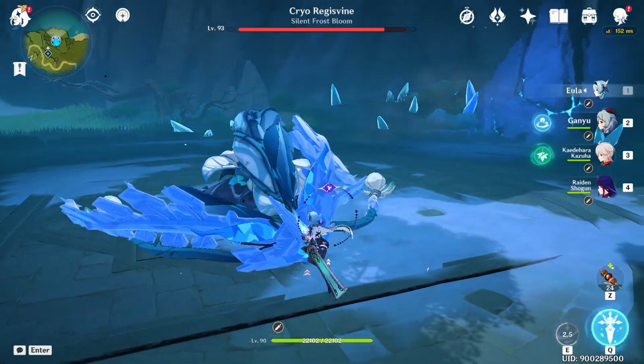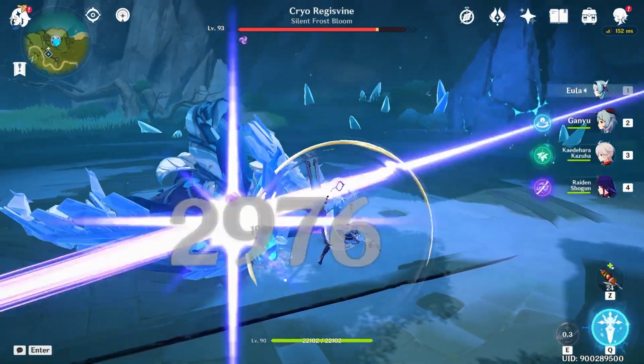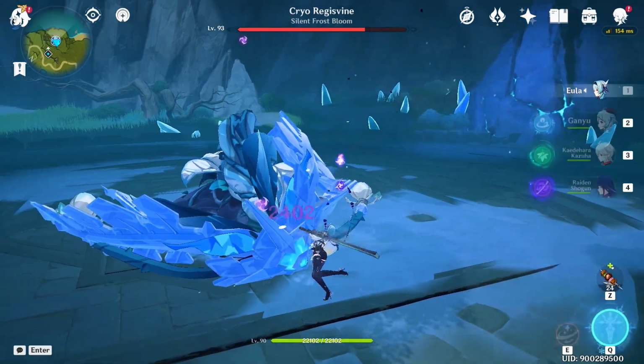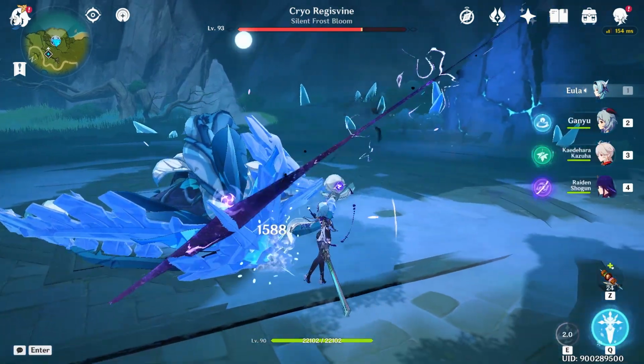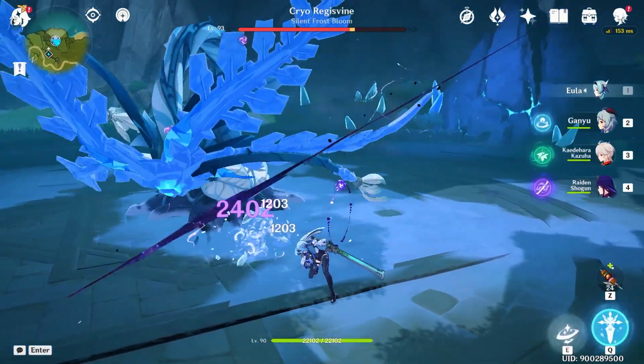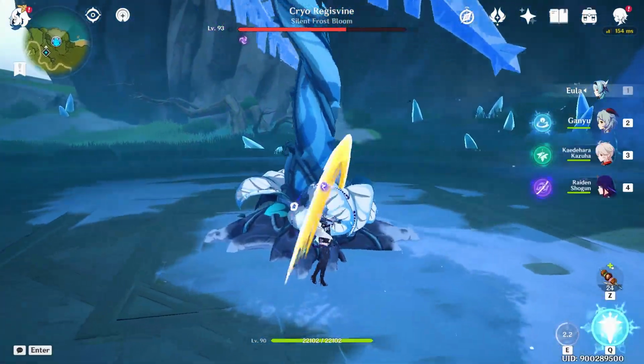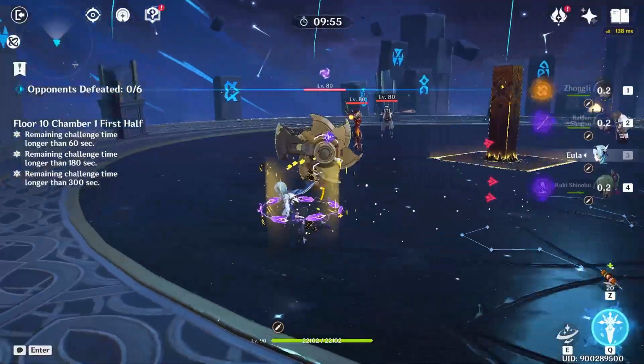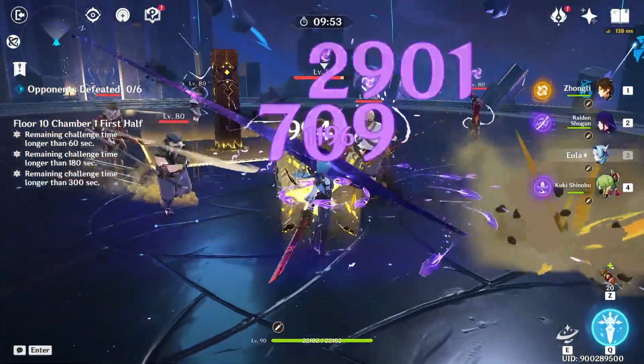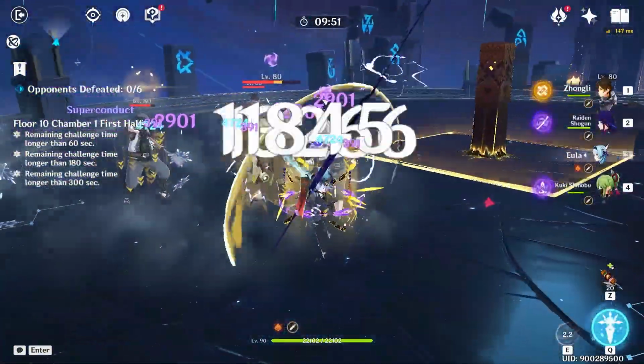Next is Superconduct. Superconduct is an elemental reaction triggered by inflicting electro on a target that is already affected by cryo or vice versa. This reaction deals AoE cryo damage in a 5-meter radius and reduces the physical resistance of all the enemies in that AoE by 40% for 12 seconds. Superconduct does not apply cryo to the target's hit and therefore cannot trigger further elemental reactions.